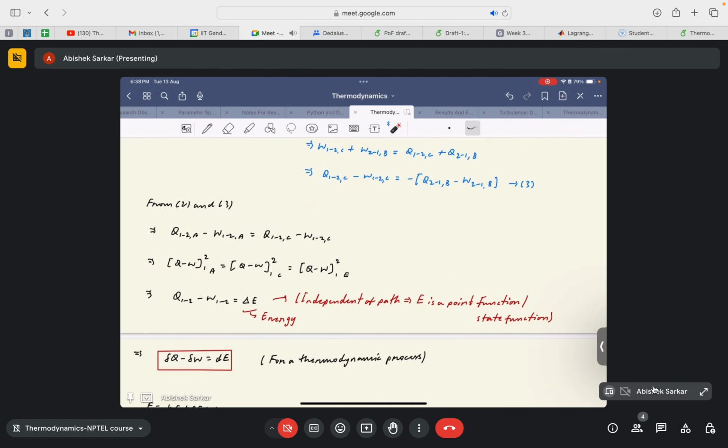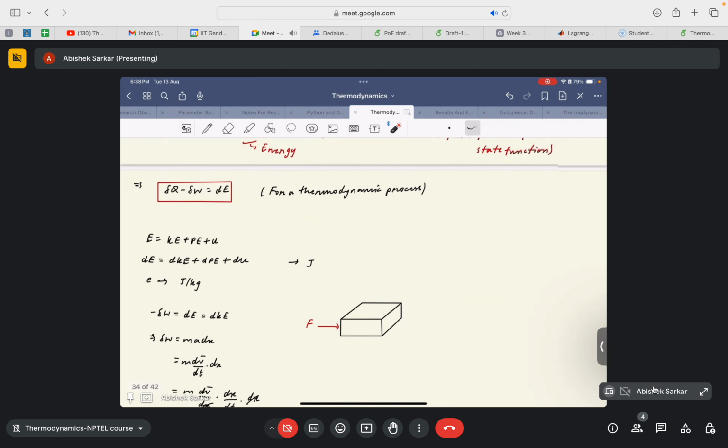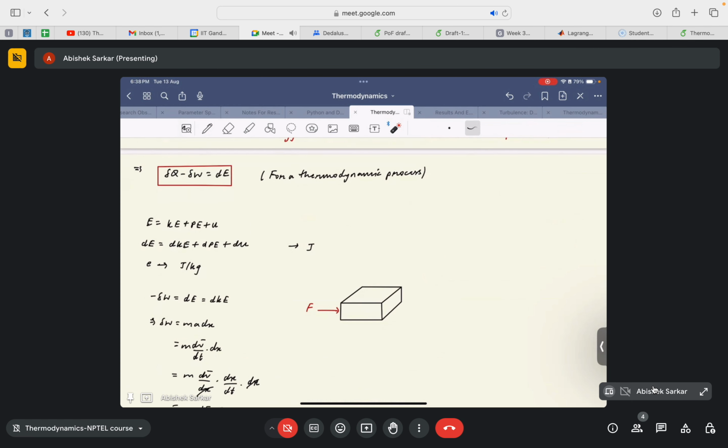Then Professor Anand showed us what this term E constitutes. This I already discussed, so I am not going to repeat it. This general form of the first law of thermodynamics is for a particular thermodynamic process. A thermodynamic process can just be a simple solid curve in the PV diagram, given that it is reversible. That constitutes a thermodynamic process.